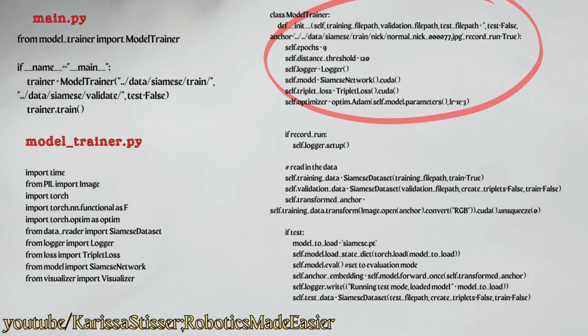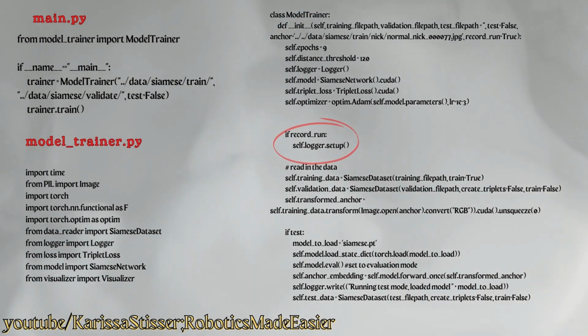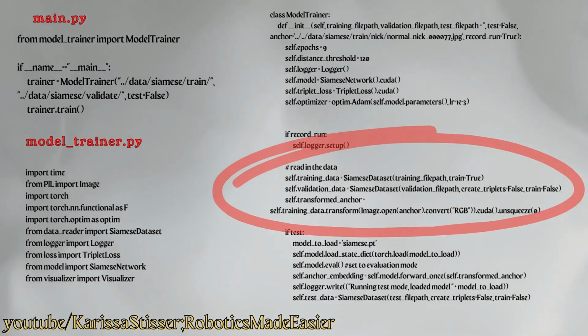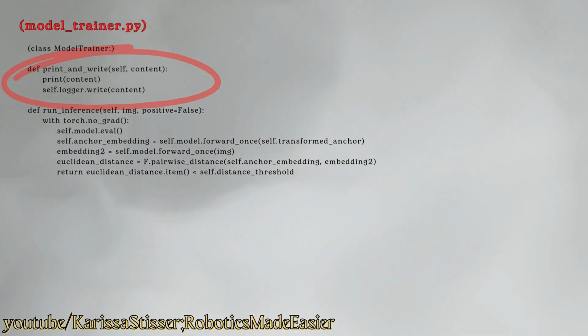We define the epochs and distance threshold, create the logger, Siamese network model, triplet loss, and define our Adam optimizer. We'll set up the logger if running in record mode. Then we read in the training and validation data by creating our own Siamese datasets, and transform the anchor image so it's usable, setting to CUDA memory. If we're in test mode or in inference mode, we read in the already trained model, set it to evaluation mode, get the embedding of the anchor, and read in the test data. I'm running slightly different code for running straight on the Pi that's been integrated with the streaming camera, rather than pre-recorded data.